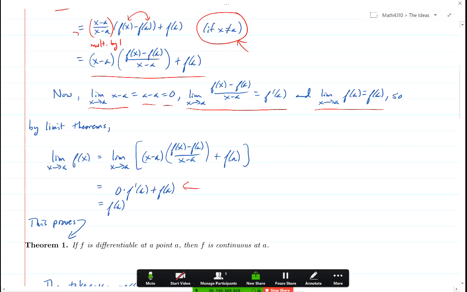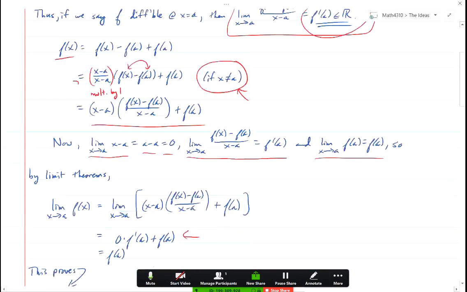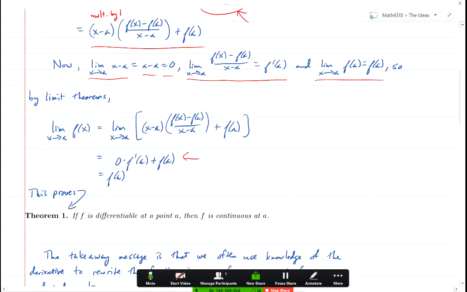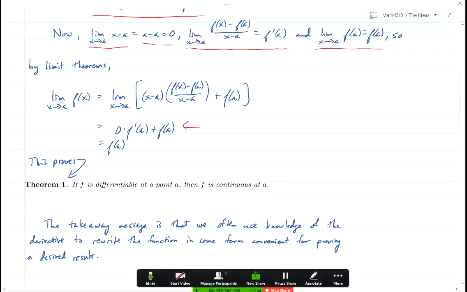So f prime of a is a real number, right? We're saying this limit exists and is finite, so it's some real number. So f prime of a exists as a real number here. So 0 times it is well defined at 0. And we show that the limit as x goes to a of f of x is equal to f of a. And that's one of the characterizations of continuity that you would get from back in chapter 3 in the Ross book. So that proves this theorem.